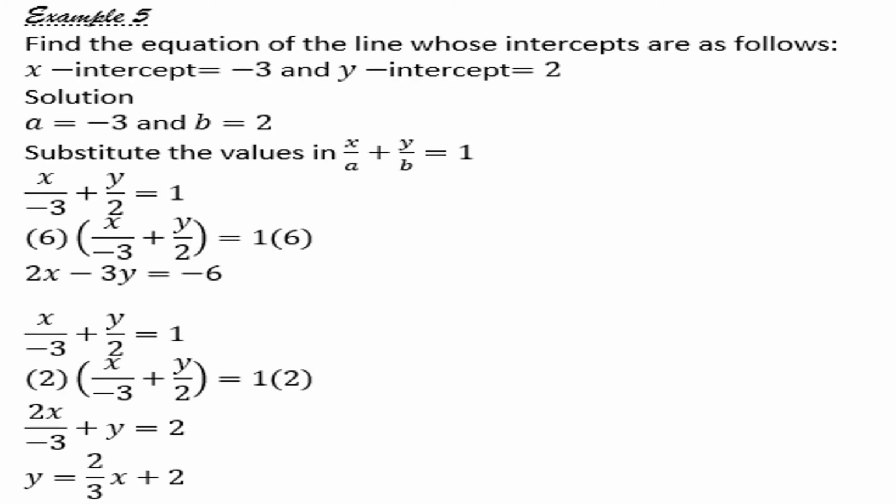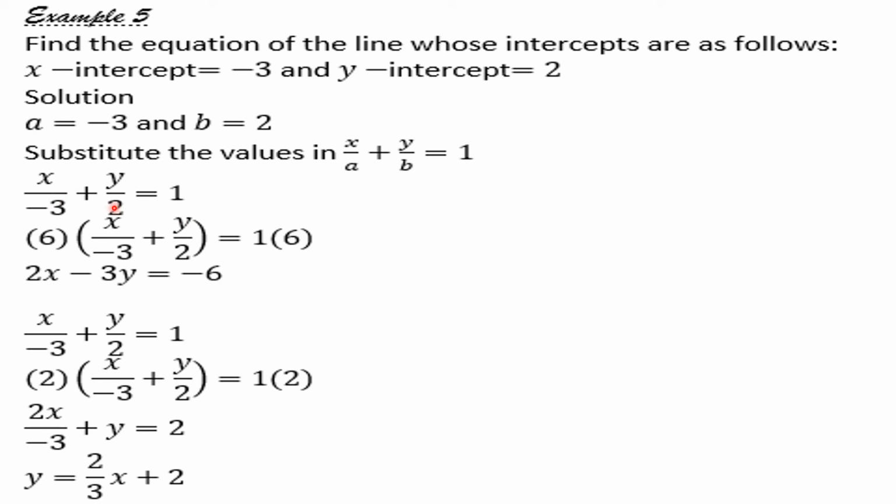Okay, so our last example. Find the equation of a line whose intercepts are as follows. So, given here are two intercepts. So, we have the x-intercept, -3, and the y-intercept, 2. So, for the solution, substitute the values in x over a plus y over b equals 1. So, our a is -3, and our b is +2, equals 1.